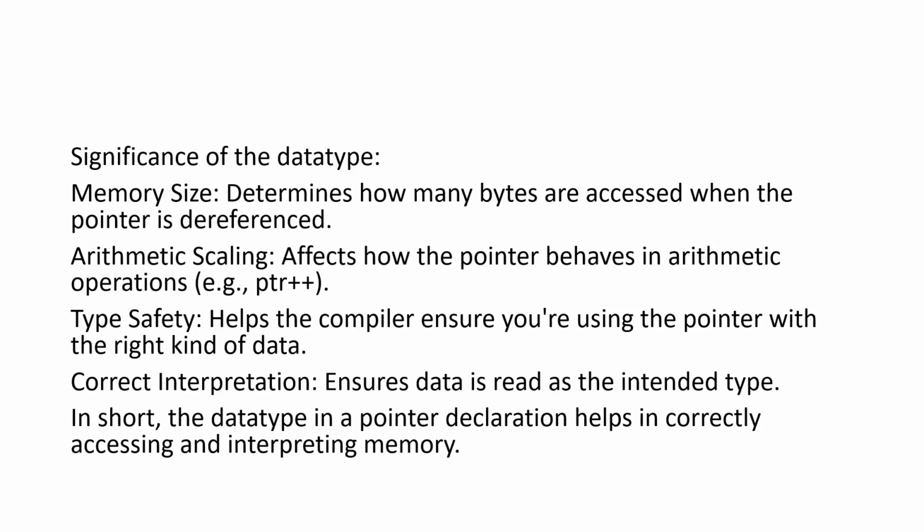Significance of the data type. Memory size: it determines how many bytes are accessed when the pointer is dereferenced. Arithmetic scaling: it affects how the pointer behaves in arithmetic operations, and helps the compiler ensure you are using the pointer with the right kind of data. Correct interpretation: ensures data is read as the intended type. In short, the data type in a pointer declaration helps in correctly accessing and interpreting memory.